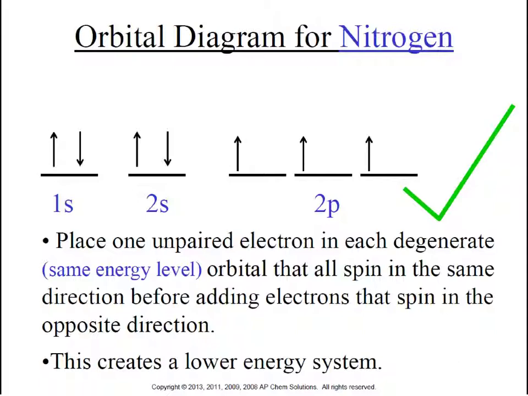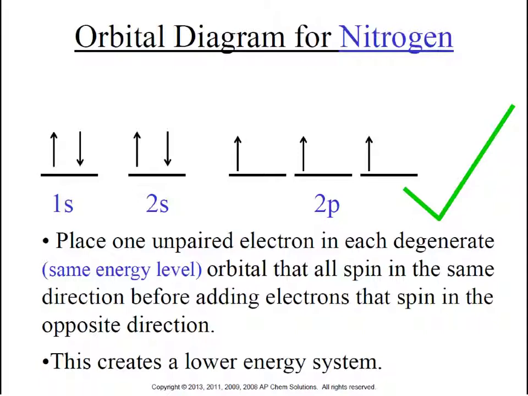It doesn't really matter if you go up, up, up, or down, down, down, as long as they're all going the same direction. But the typical practice is to draw them all up first. What this does then is create a lower energy system. Remember, electrons are lazy, just like everyone else, and so they want to be in as low an energy as possible.